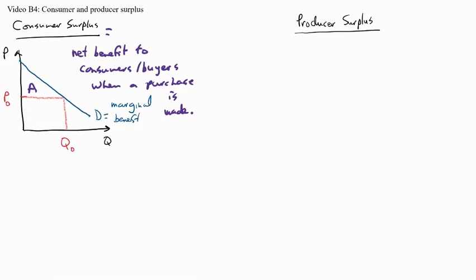Now let's turn our attention to the sellers. We'll start with our usual framework, price and quantity. And here, to represent the costs faced by the sellers in producing their goods, we introduce the supply curve.